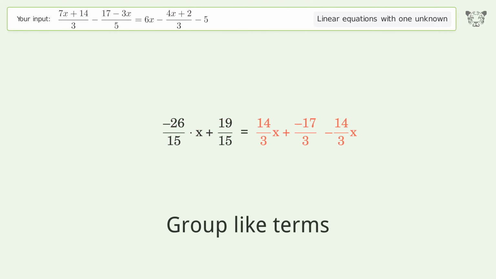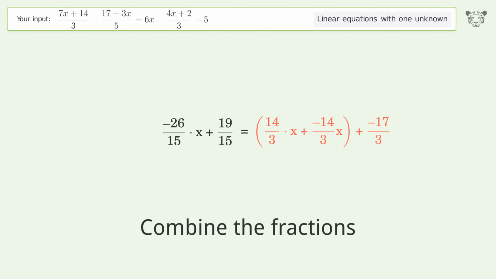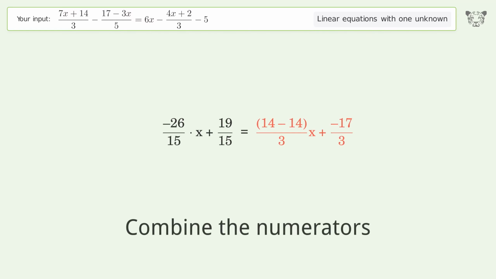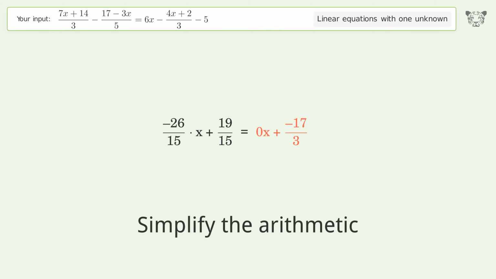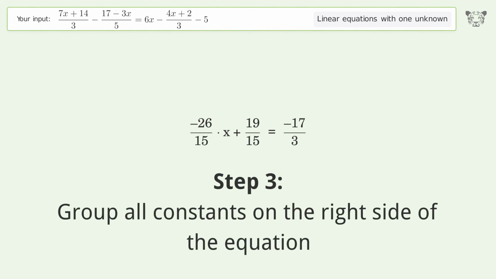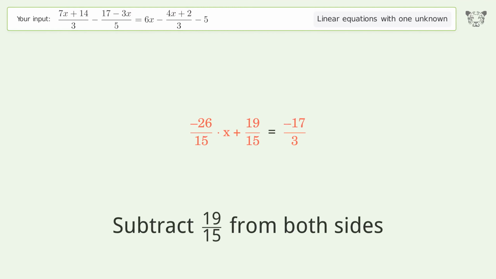Group like terms. Combine the fractions. Combine the numerators. Reduce the zero numerator. Simplify the arithmetic. Group all constants on the right side of the equation. Subtract 19 over 15 from both sides.